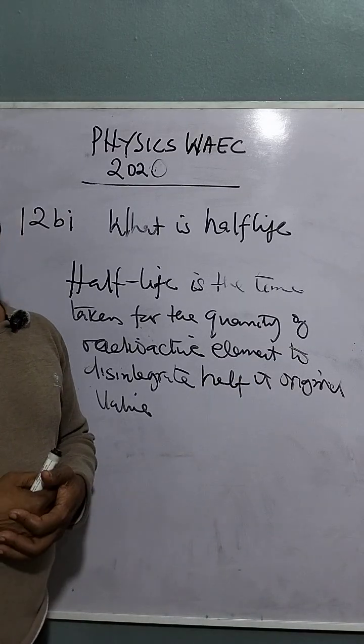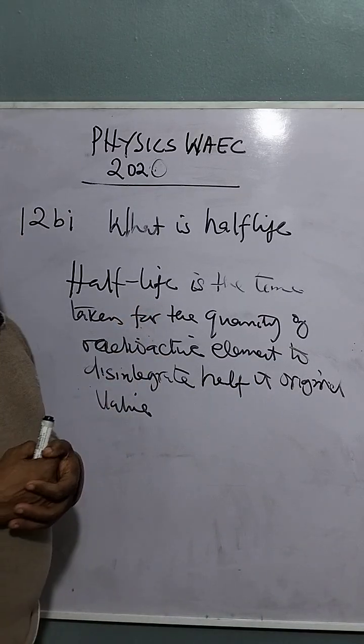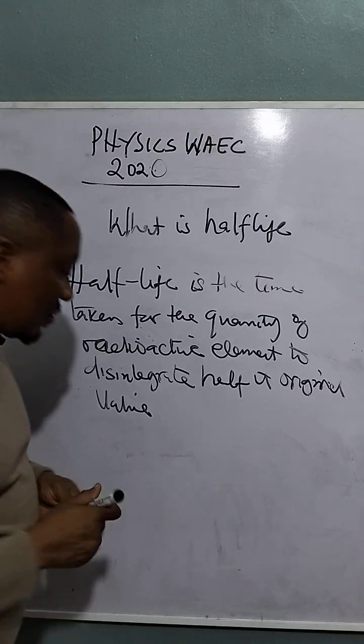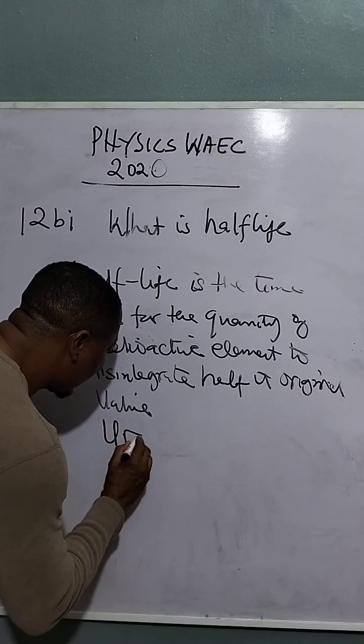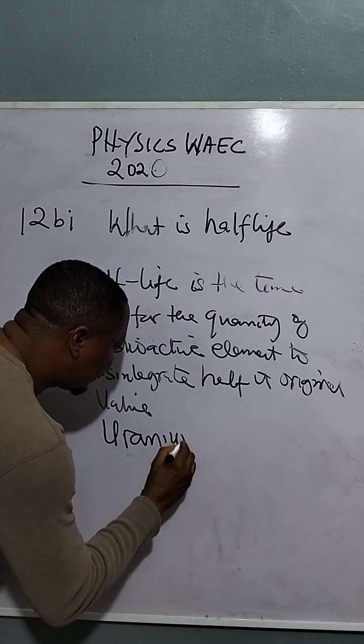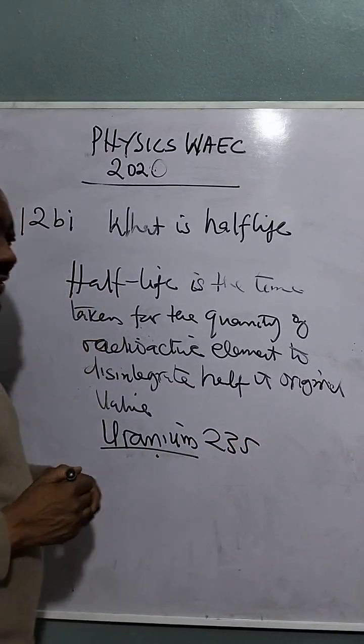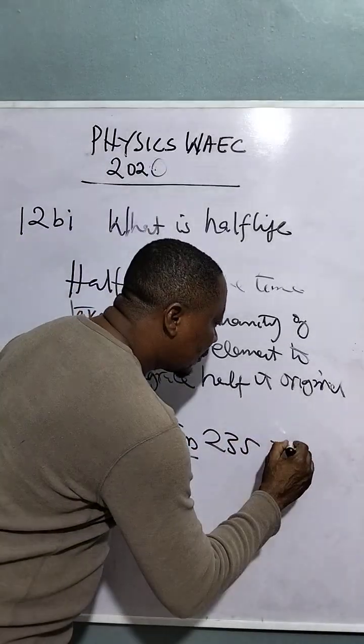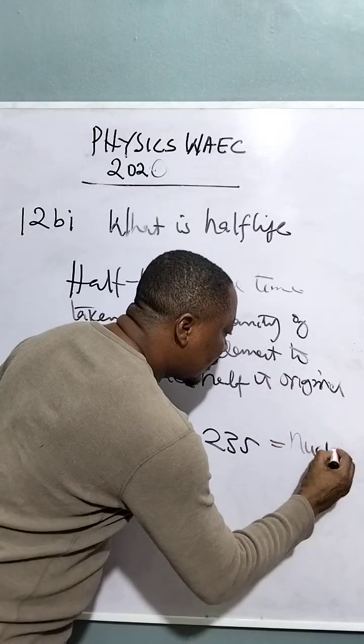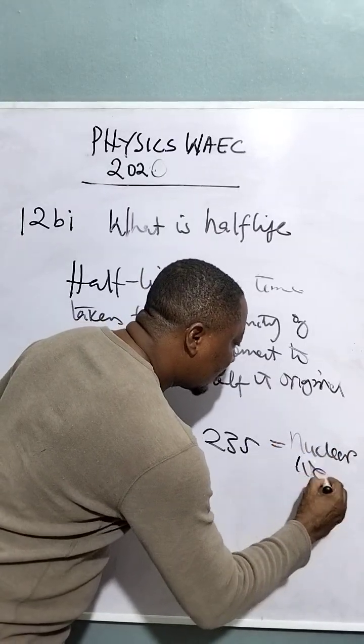What is an example of an element that has a half-life? We call it Uranium 235. What is this element used in? Nuclear weapons.